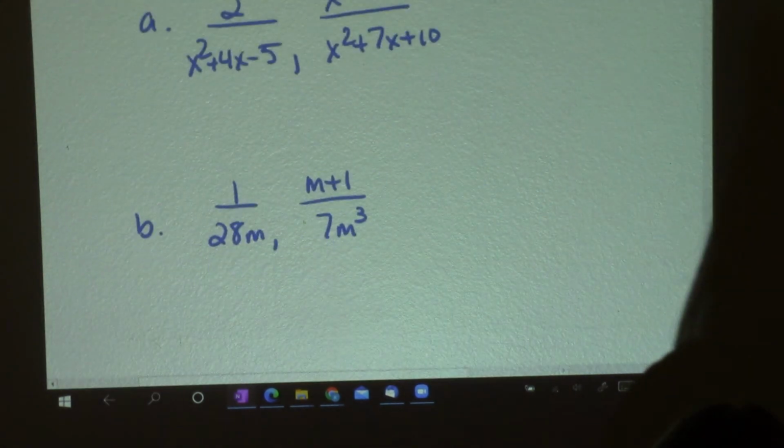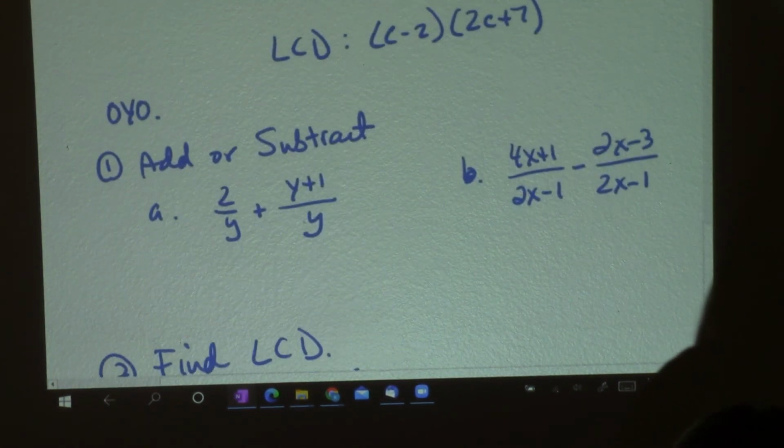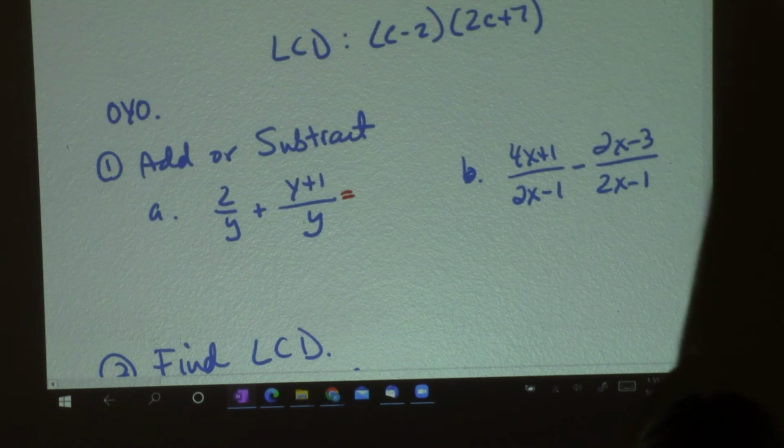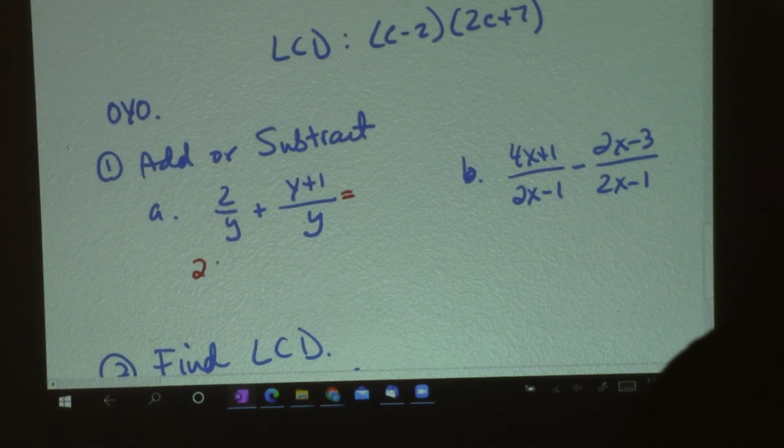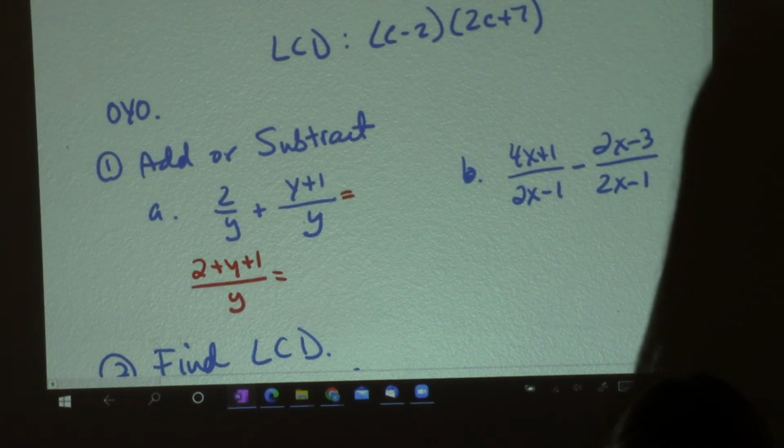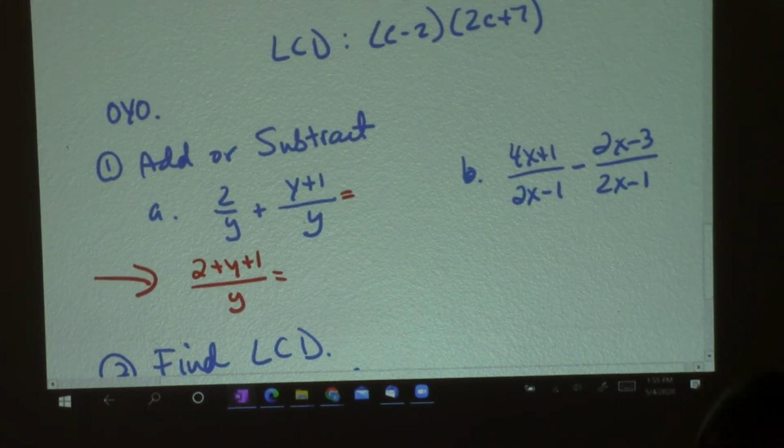I'm going to change colors. Okay, let's go over these. So, do they have the same denominator? Yes, they do. So I'm just going to put 2 plus y plus 1 over the same denominator. I want you to put this step on your work. I want to see what you did. The more work you can show me, the better you will do. And then I combine like terms and I get this. And that is my answer.